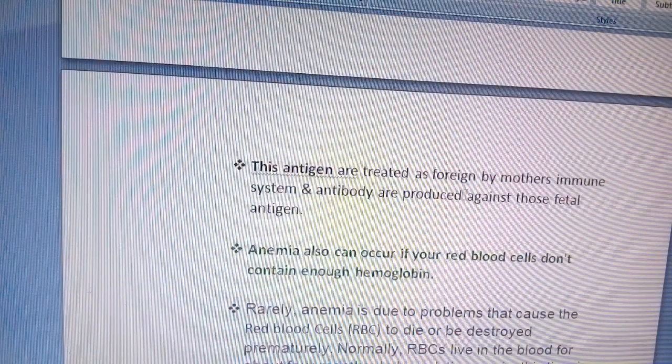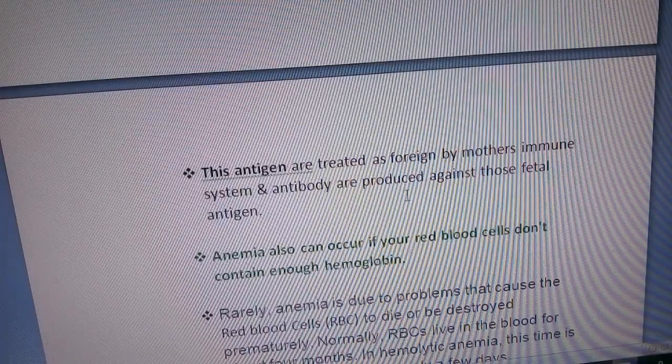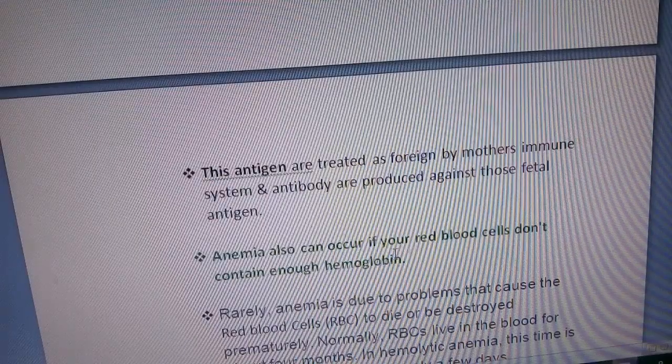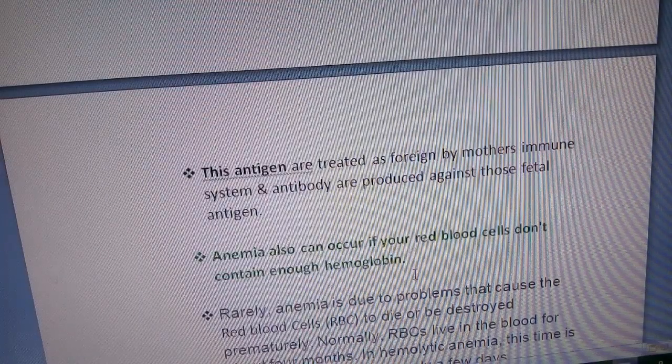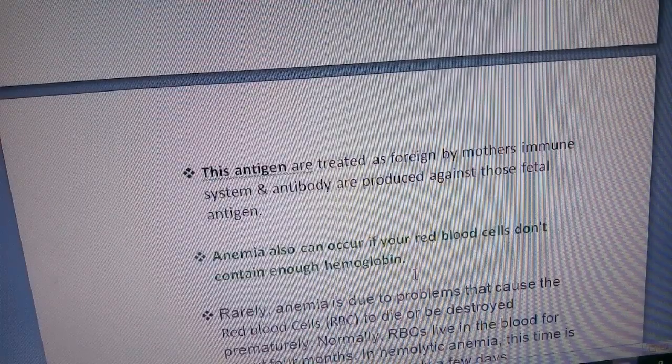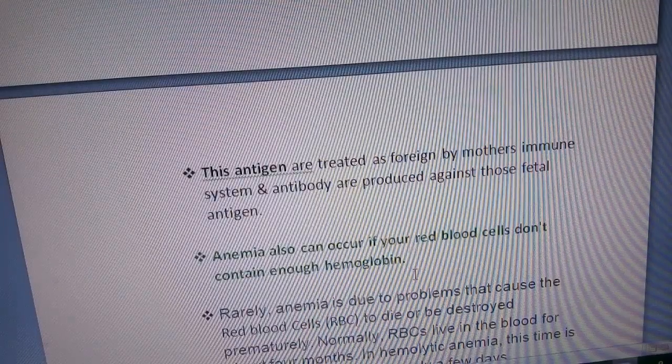These antigens are treated as foreign by the mother's immune system, and antibodies are produced against those fetal antigens. Anemia also can occur if your red blood cells don't contain enough hemoglobin. It is a specialized type of anemia, which is hemolytic anemia. I am discussing this type of anemia.